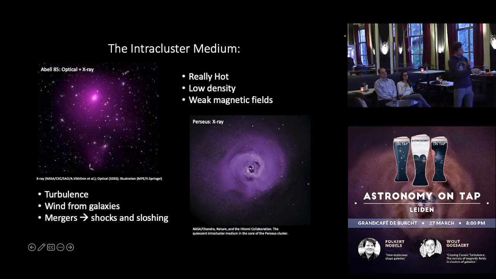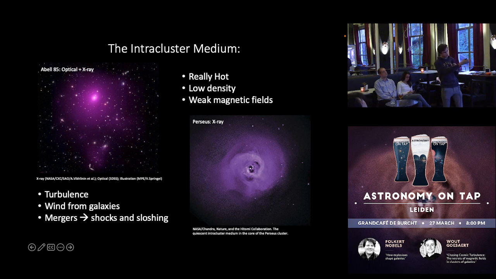Now, on the top left, you see the pinkish glow of this ICM in between the galaxies, as seen by the Chandra X-ray Observatory, which obviously sees X-rays. But on the bottom right, you see a different galaxy cluster, which shows an interesting structure. If you look closely, you see these small bubbles that are being blown. This is because in the center of these galaxy clusters, there are galaxies that are spewing out material, really hot material, that's blowing away the ICM in the center.